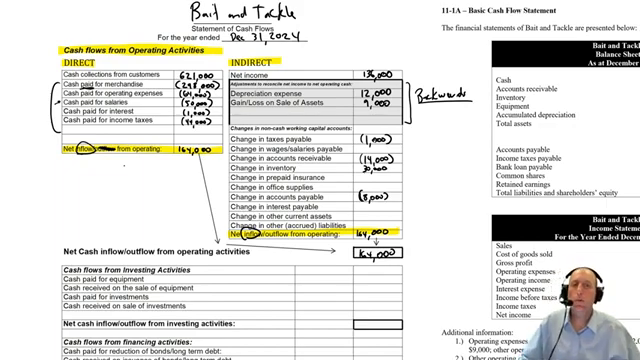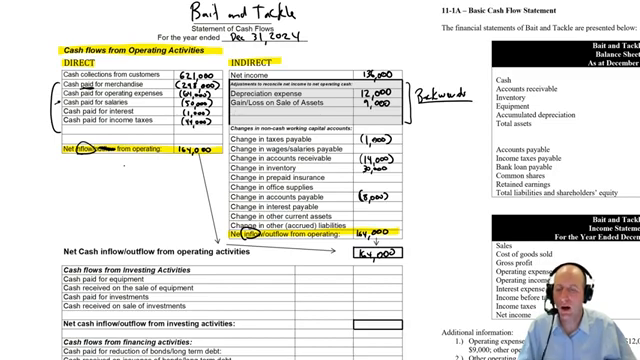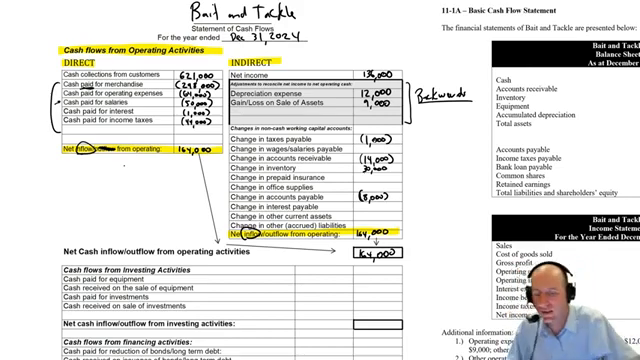Okay, we are cruising through problem 11.1a. We've done the operating section. We've done it two ways, the direct method and the indirect method. Time to move on to investing and financing, and we'll wrap this thing up in this video.